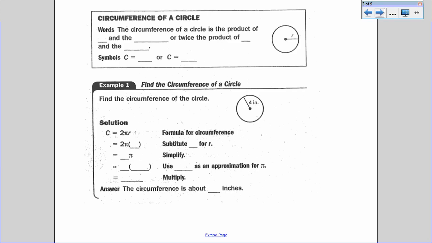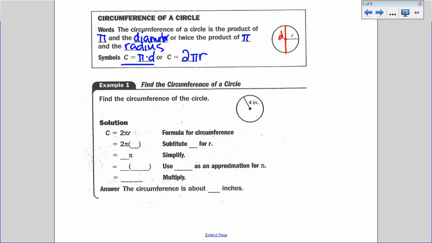All right, so the circumference of a circle is the product of pi and the diameter, or twice the product of pi and the radius, because it takes two radii to equal a diameter. So one way we can look at this formula is just pi times diameter, or the other way is 2 pi times radius, because the diameter is going to go all the way across, and this is what we would call d. So d is equal to 2 r's.